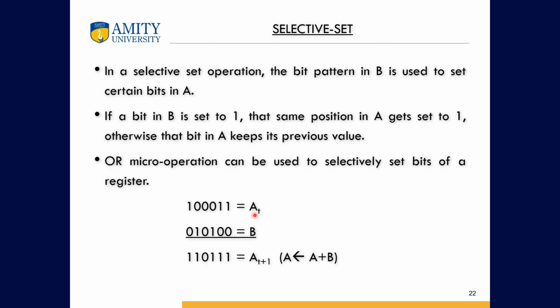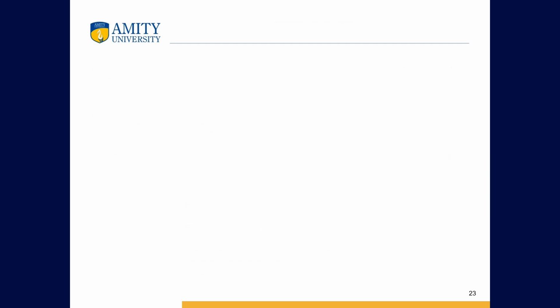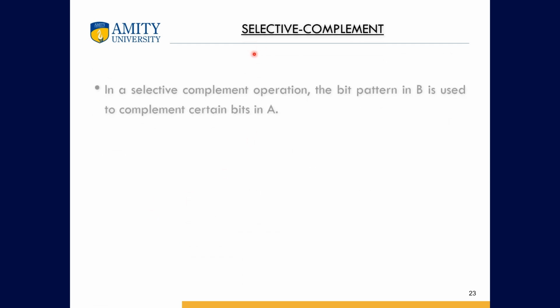So if we have the initial number A as 1, 0, 0, 0, 1, 1, and then we have B set to 0, 1, 0, 1, 0, 0. So the second and the fourth bit is set to 1. This means due to the OR operation between 0 and 1, the output will be 1. Hence, we are able to selectively set certain bits in A to 1, and this is done using the OR micro operation. Then we have selective complement.